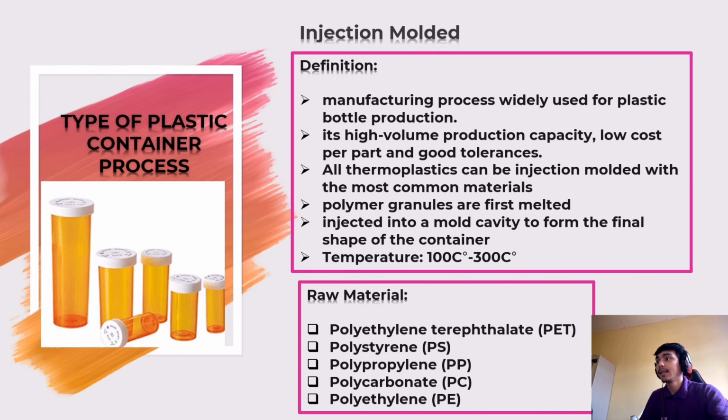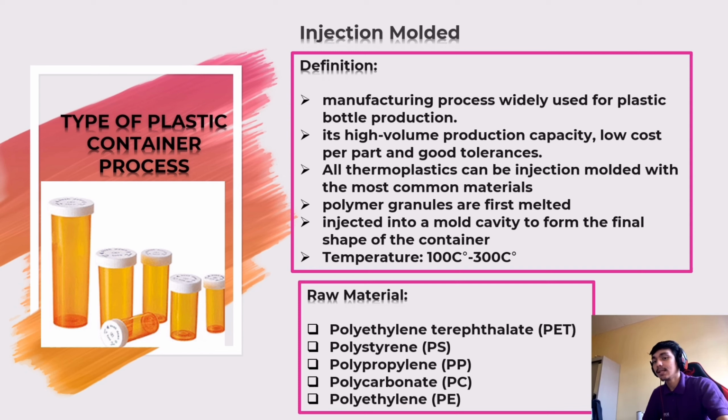So there are many types of plastic container process. The first type is injection molded. What is the meaning of injection molded? Injection molded is a manufacturing process widely used for plastic bottle production, which is known for its high volume production capacities, low cost per part and good tolerance.